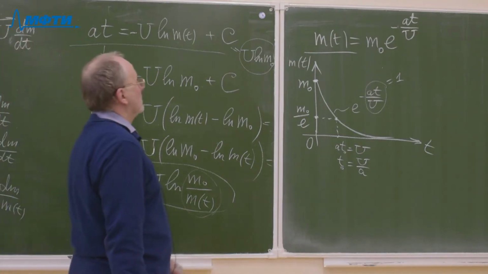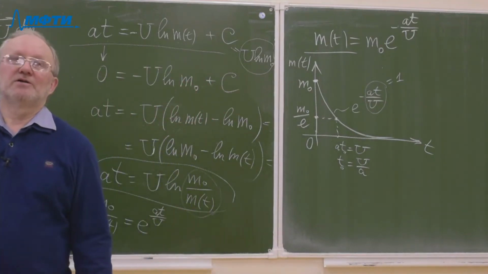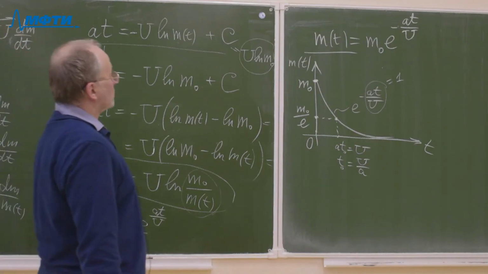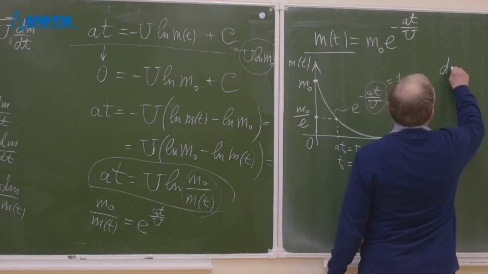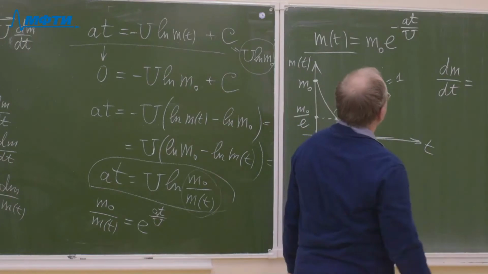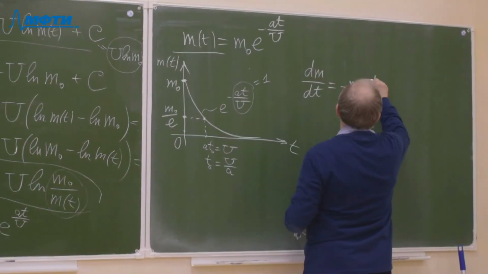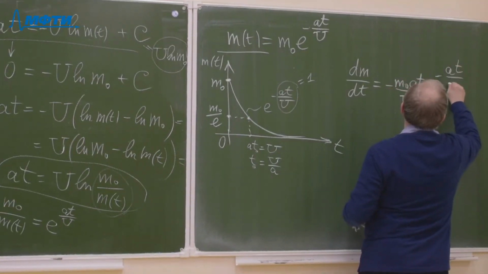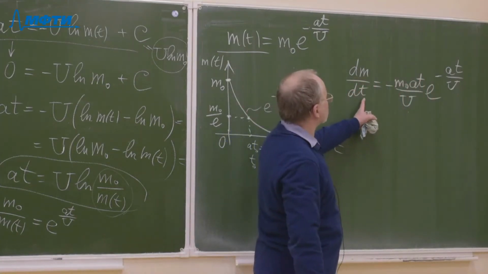So the mass of the rocket should change in this way. And what should be the fuel consumption rate? That is the rate of change of the mass of the rocket. That's easy to find. For the rate of change of the mass of the rocket, we have to take a derivative of this function. That will be minus m0 a t divided by u, exponent of minus at divided by u. That will be the rate of fuel consumption.